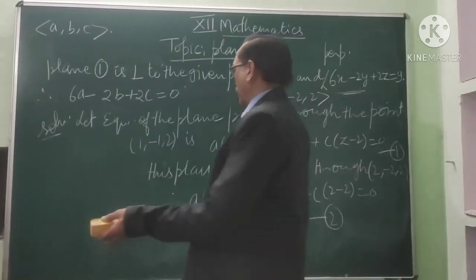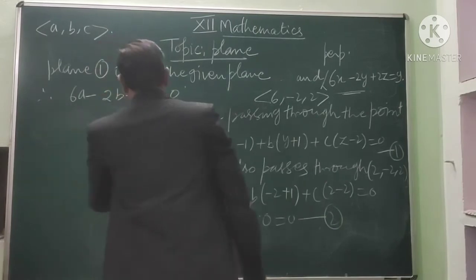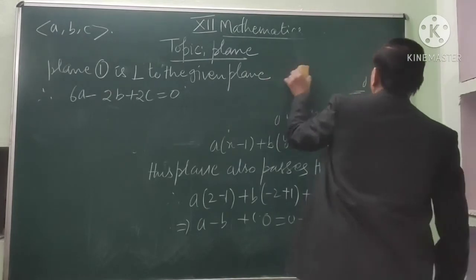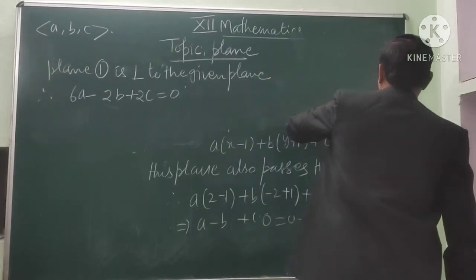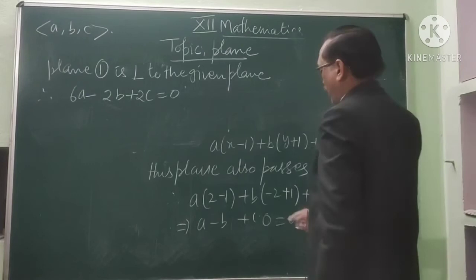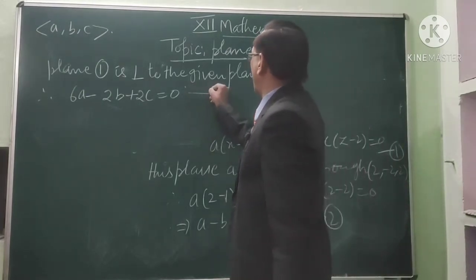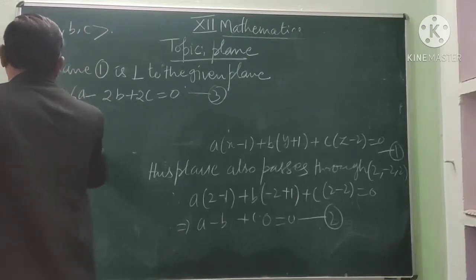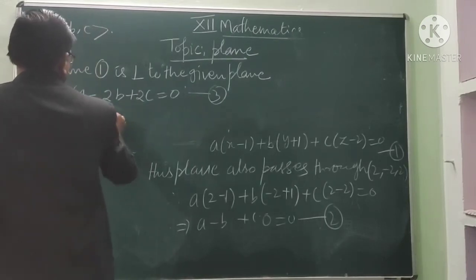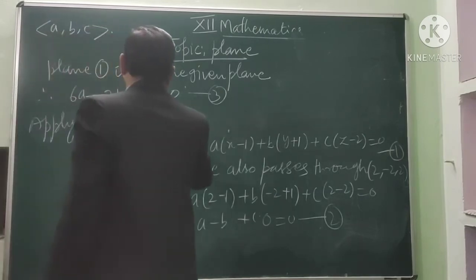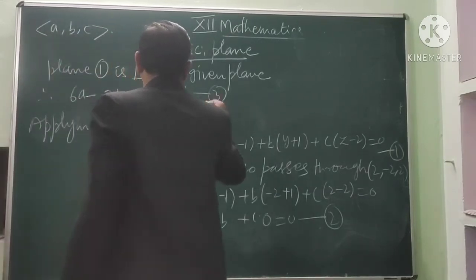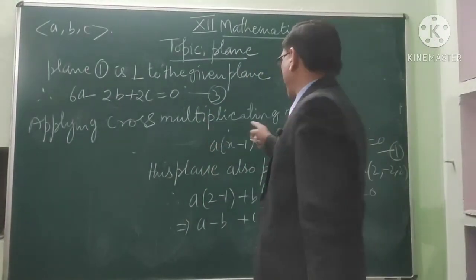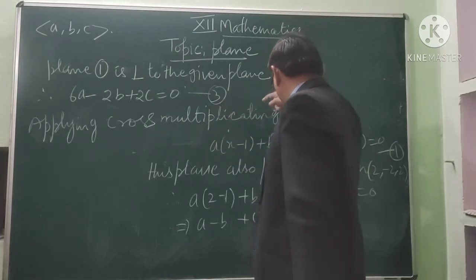Now there are two logics. We can eliminate a, b, c from equations 1, 2, 3 directly. Another logic: we apply the cross multiplication method in equations 2 and 3.